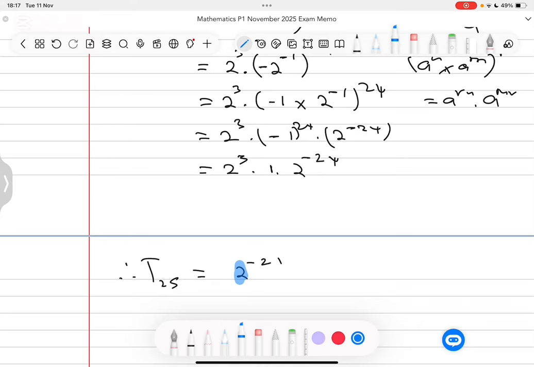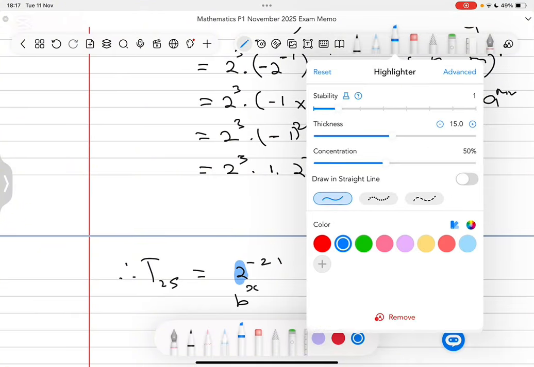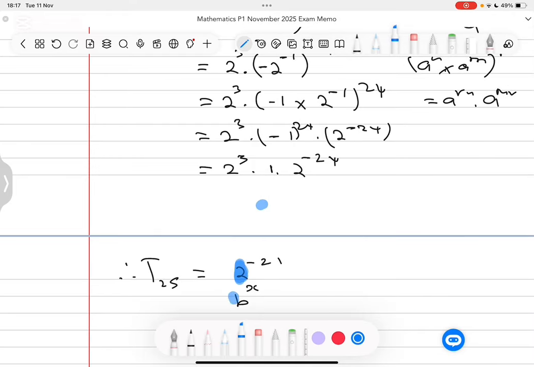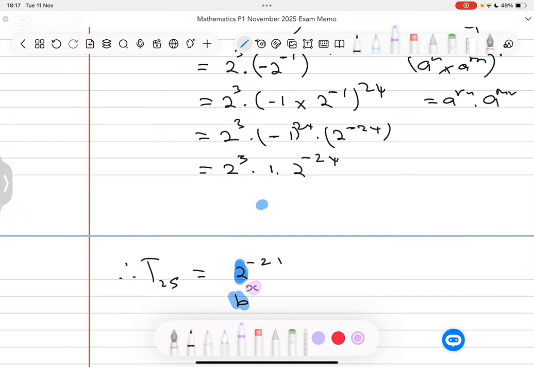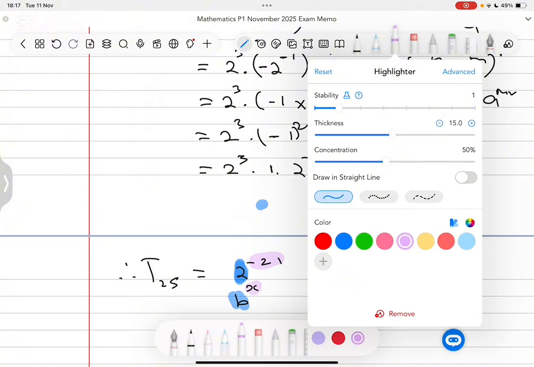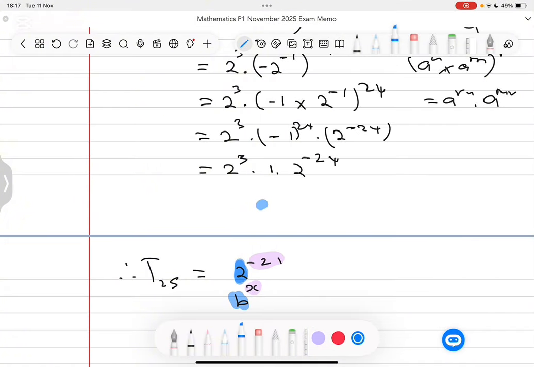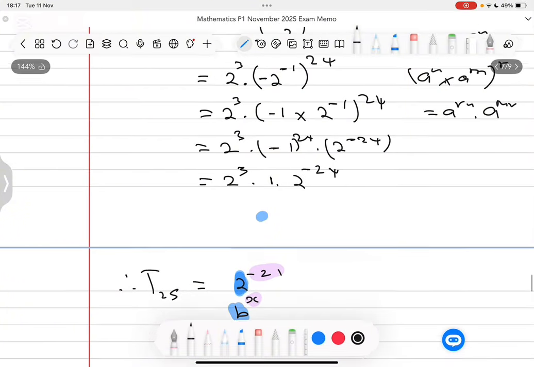Do you see that this is in the form of b to the power x? Because our 2 here is a b, and our x is a -21 there. So that's the form that they wanted us to put in. And this is a very interesting way of asking questions, because they're literally forcing you not to use a calculator.